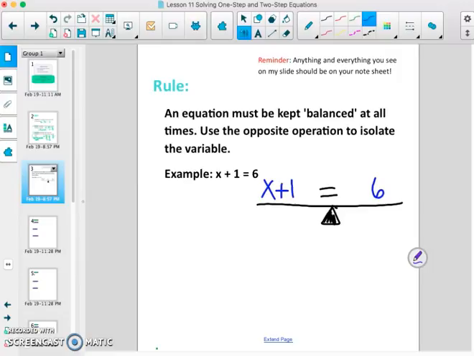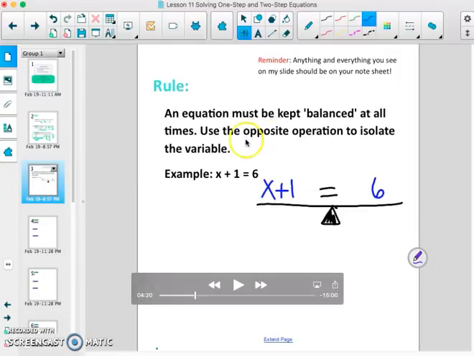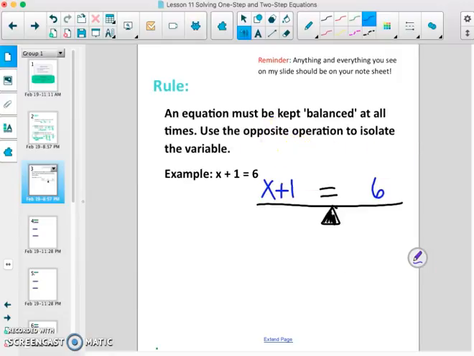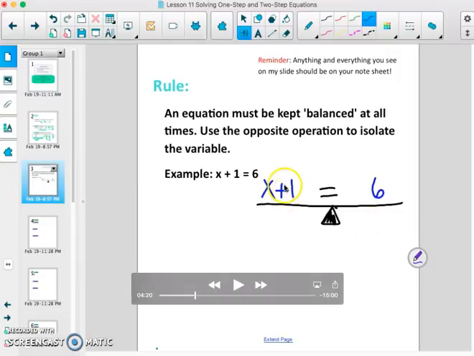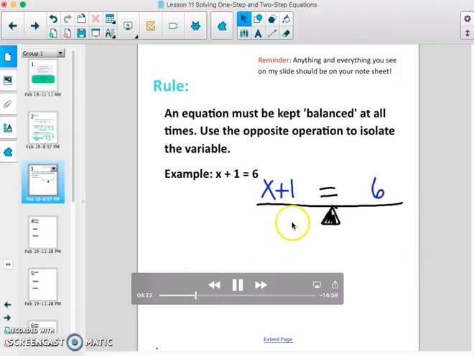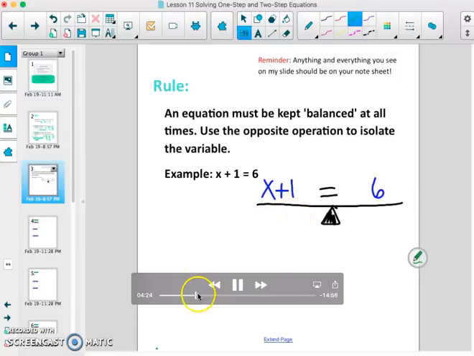We want to isolate the variable in order to solve for x. So we're going to use the opposite operation. That's what this means. If right now there's a plus 1, x plus 1, we're going to do the opposite. Because there's a plus 1, we're going to subtract 1. We want to get rid of that 1. It's kind of like if you subtract 1, you get a 0 on that side, plus the x.